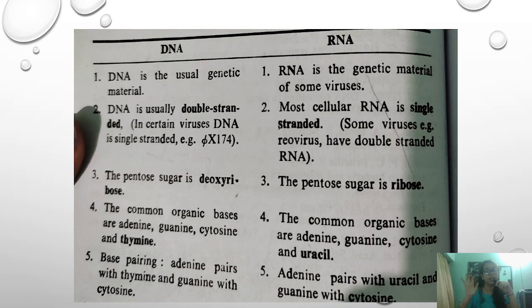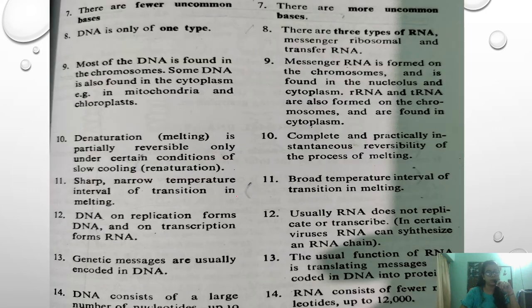Before that, let's first discuss the difference between DNA and RNA, so you will be very clear about what DNA is and what RNA is. First, usually we see DNA as the genetic material, but in some viruses RNA also functions as the genetic material. This is an important point. And DNA is double stranded, whereas RNA is single stranded, with exceptions in the case of some viruses.